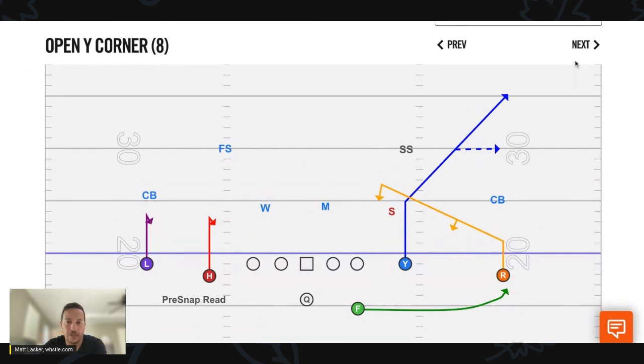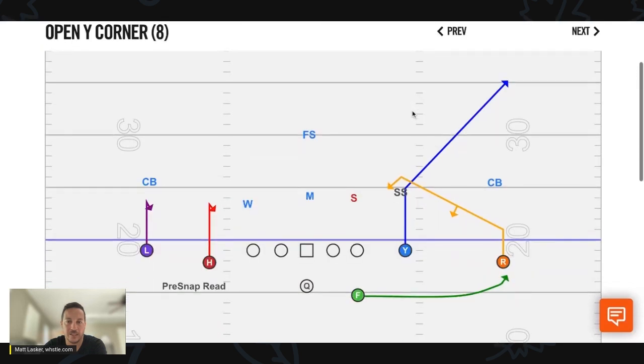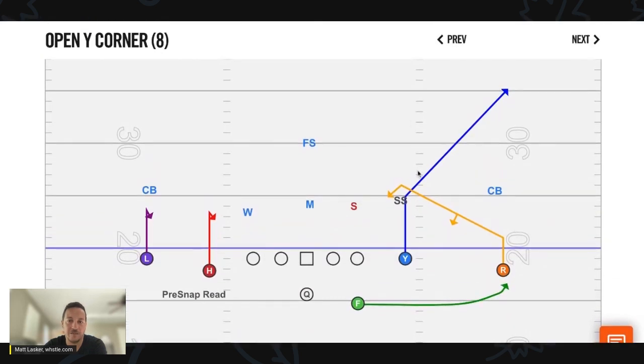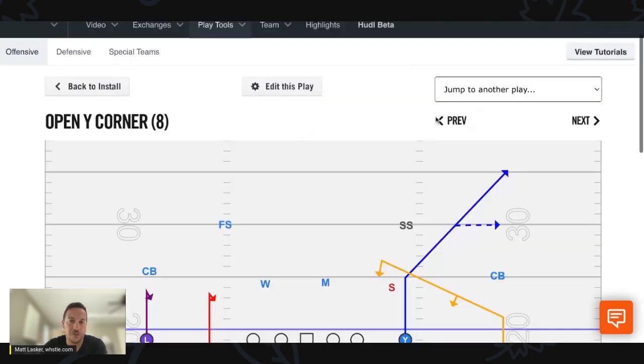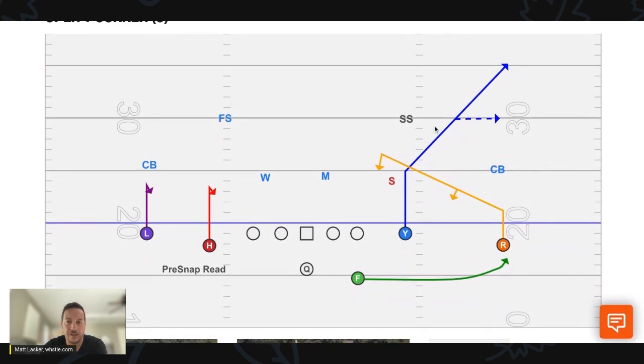And we got two open Y corner. Okay, so this one is against two high safeties versus one high safety. Against one high safety, we are going to take our corner to the deep third. With two high safeties, the corner turns more into a 10 to 12 yard out, maybe a corner out, if you want to call it that.